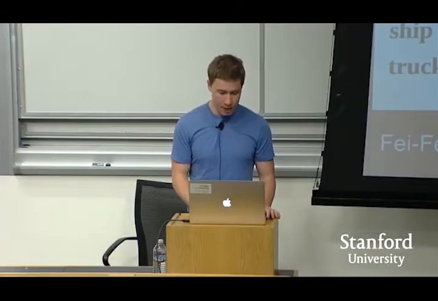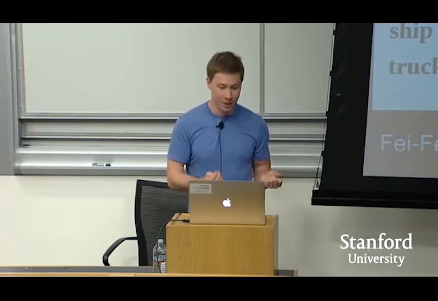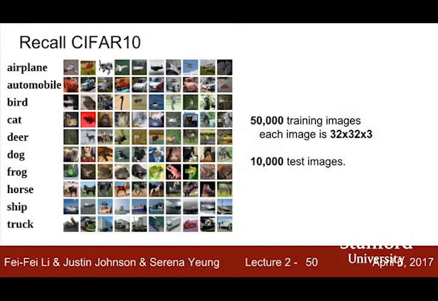But that's a little bit too exciting for lecture 2, so we have to go back to CIFAR 10 for the moment. So recall that CIFAR 10 has these 50,000 training examples. Each image is 32 by 32 pixels and 3 color channels. So now, in linear classification, we're going to take a bit of a different approach from k-nearest neighbor.